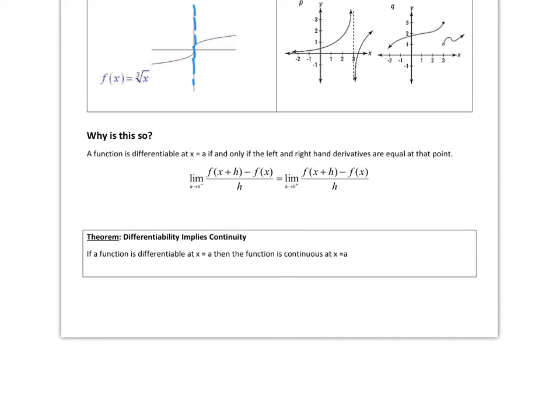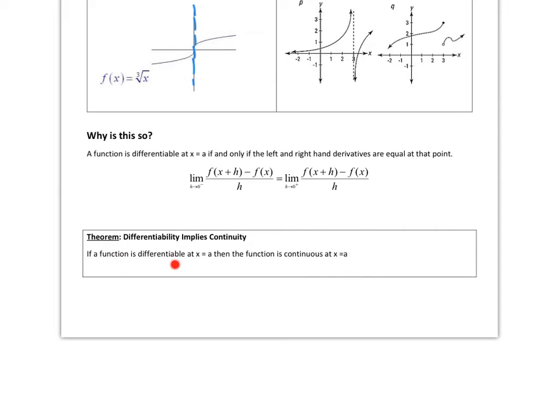And here's the definition. A function is differentiable at a point x equals a if and only if the left and right hand derivatives are equal to each other. Now remember, this is the derivative formula. It's actually the difference quotient, f of x plus h minus f of x all over h. So if the derivative from the right is equal to the derivative from the left, then we can say the function is differentiable.